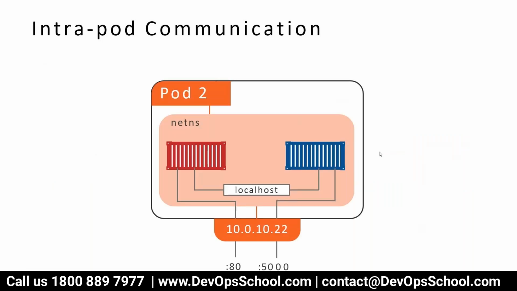Look at this here. If you have 2 containers in a pod and they want to talk to each other, you can use localhost. Yes, you can use localhost. But from outside, you use the IP address of the pod and the port number of the container. So that is how it can be done. Are you understanding, all of you, right? Yes, sir.